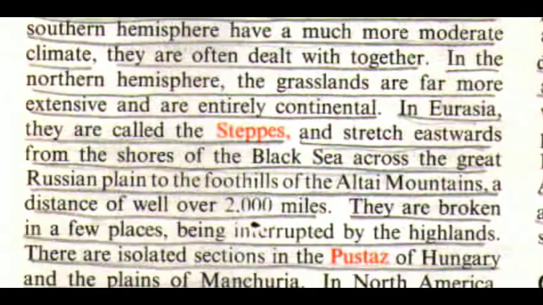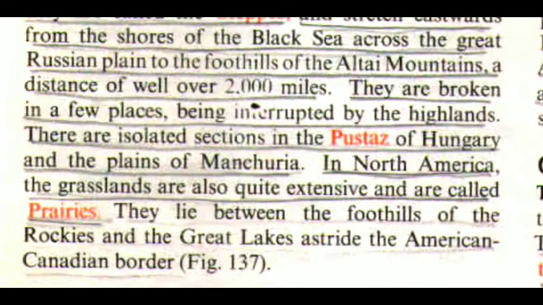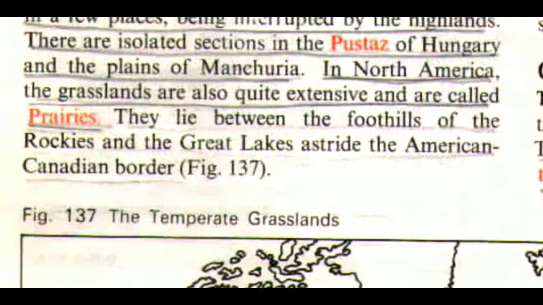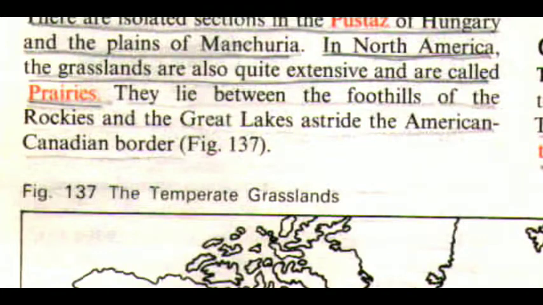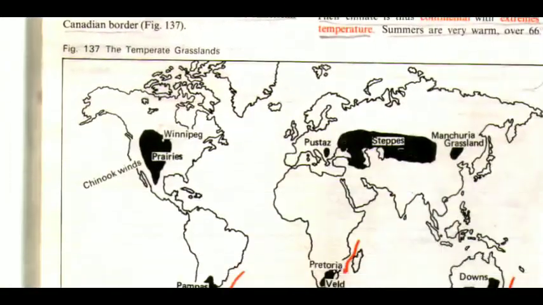In Eurasia, they are called the steppes and stretch eastwards from the shores of the Black Sea across the Great Russian Plain to the foothills of the Altai Mountains, a distance of well over 2000 miles. They are broken in a few places, being interrupted by the highlands. There are isolated sections in the pustas of Hungary and the plains of Manchuria. In North America, the grasslands are also quite extensive and are called prairies. They lie between the foothills of the Rockies and the Great Lakes astride the American-Canadian border. You can see here the figure.